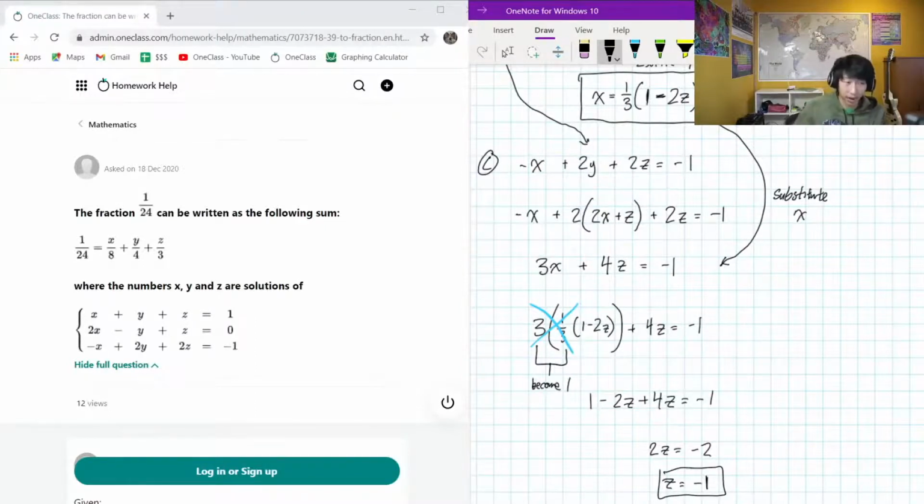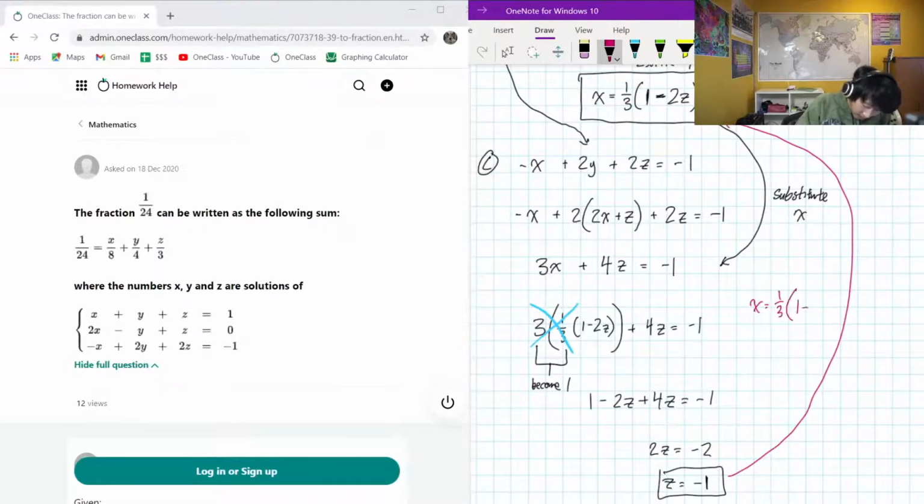Okay, so we found one of the numbers. That's beautiful. Now that we have this number, z equals -1, we can go back up to here and sub that back in. So x is equal to 1/3 times (1 minus 2 times -1), because that was z. So x is going to be equal to 1/3 inside the bracket, 2 times -1. That's going to be 1 plus 2. So that's 3 in here, and then x has to be 1.